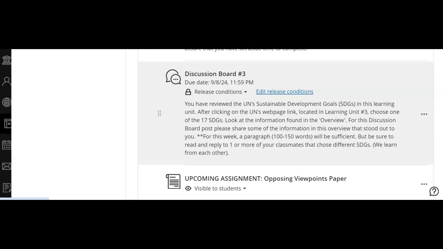And then for this discussion board, please share some of the information that you found about that goal, something that stood out to you. For this week, a paragraph of 100 to 150 words, if you want to even know specifics, that's going to be sufficient. But be sure to read and reply to one or more of your classmates that chose a different goal. That way we learn from one another.